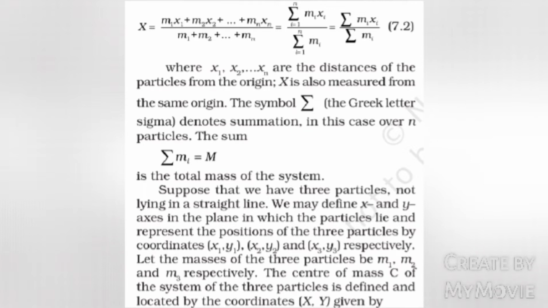The symbol summation, the Greek letter sigma, denotes summation. In this case, over n particles, the summation mi equals M, the total mass of the system.